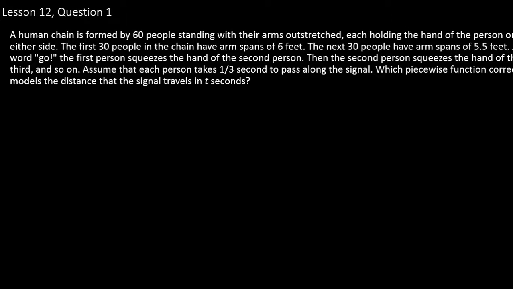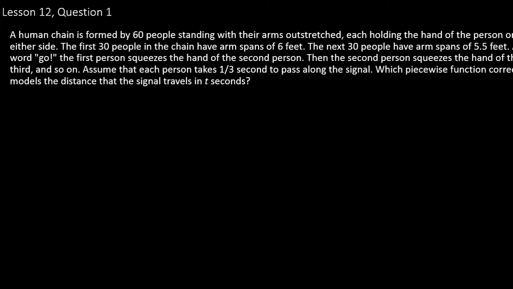At the word of go, the first person squeezes the hand of the second, who squeezes the hand of the third, and so on. Assume that each person takes a third of a second to pass along the signal. Which piecewise function correctly models the distance that the signal travels in t seconds?